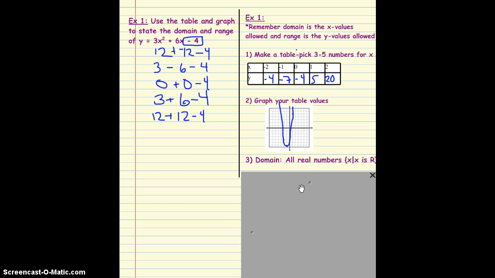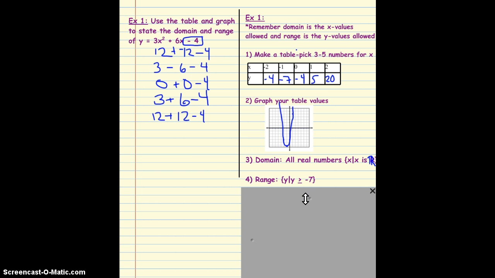All right, so the domain is all the x values. Now when I made my table, could we have picked any x values to use? Absolutely. So the domain is always going to be all real numbers. And remember this from earlier, we write it as the set of all real numbers x such that x is, and I could only type R. Remember, all real numbers is the R with two lines, and then end your set.